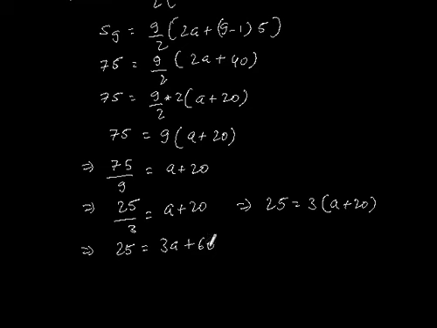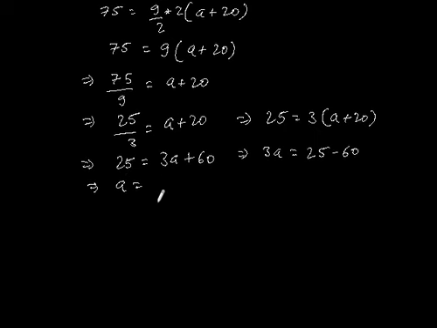plus 60, which gives 3a is equal to 25 minus 60, which implies a is equal to minus 35 by 3.